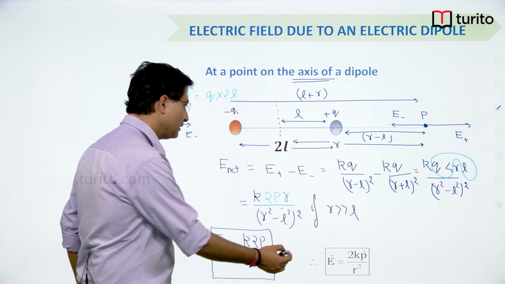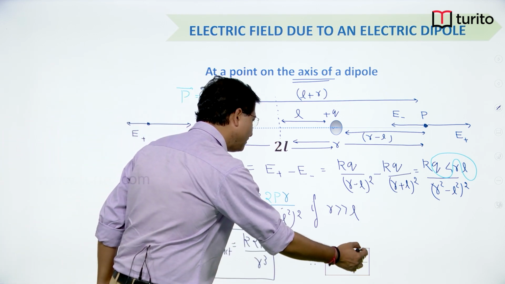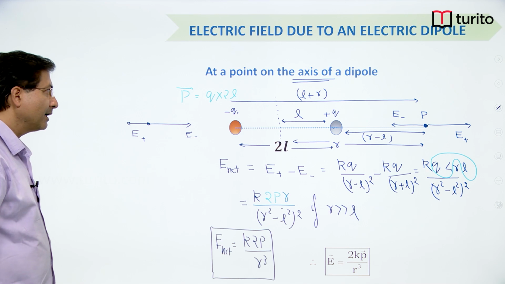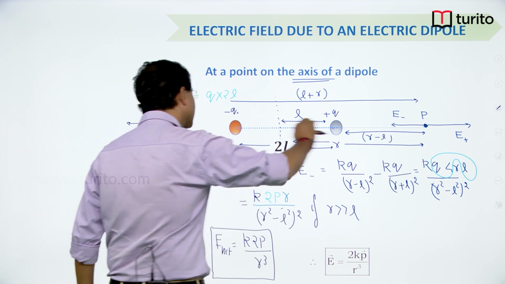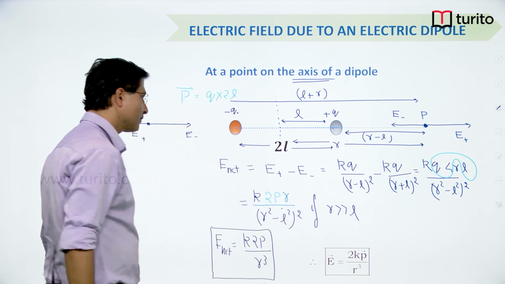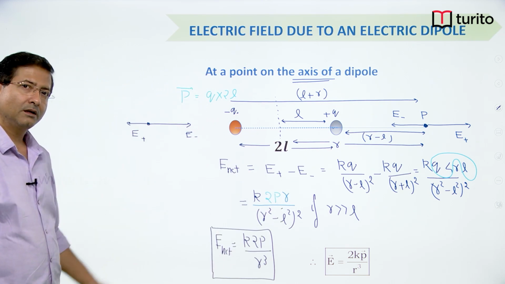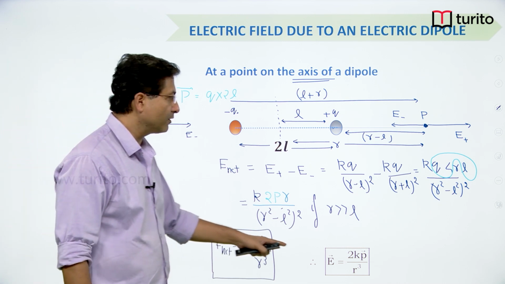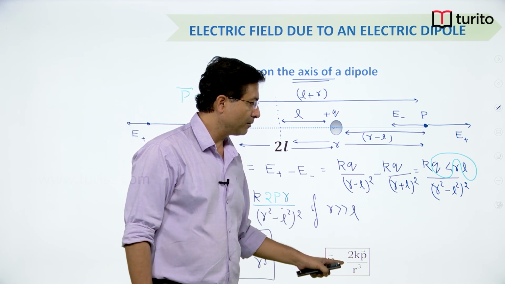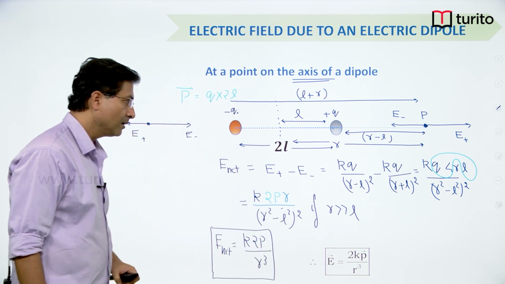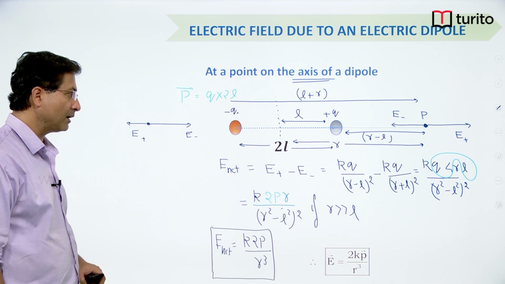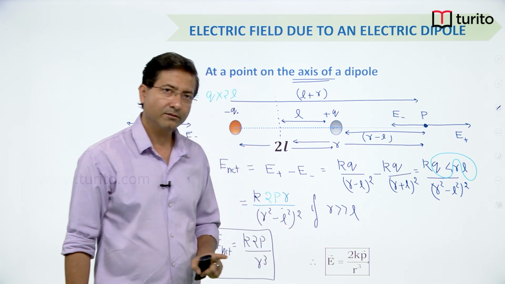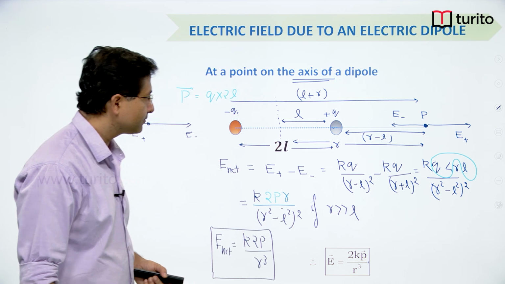So, E vector is equal to 2k P vector divided by R cube, right. So, this is the field at the axis of the dipole, outside the dipole. I hope this derivation is clear. Very important expression we will be frequently using. So, do remember this expression, 2kP vector by R cube on the axis of dipole, and the direction remains the same: whatever the direction of dipole moment, the same is the direction of electric field, right.